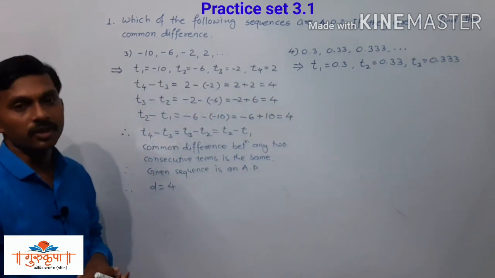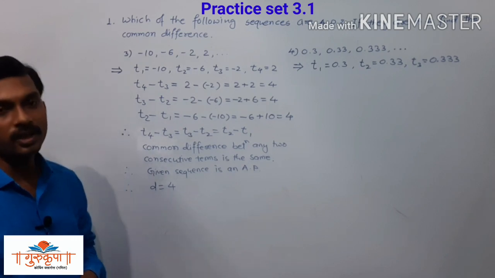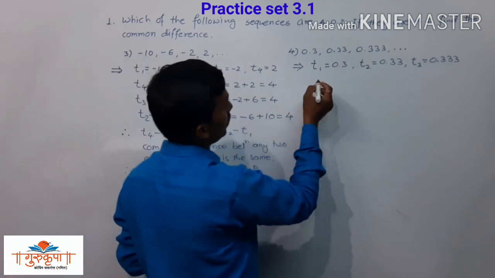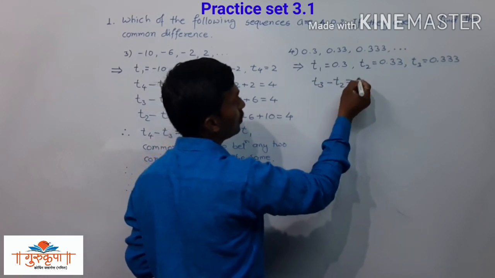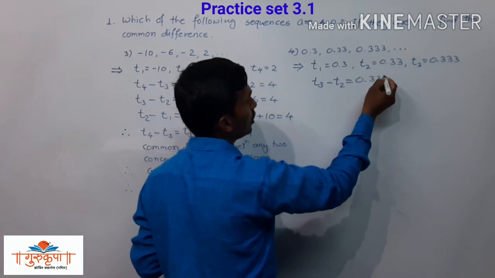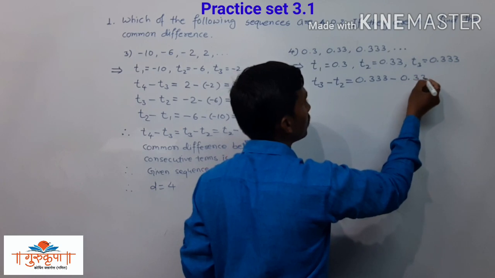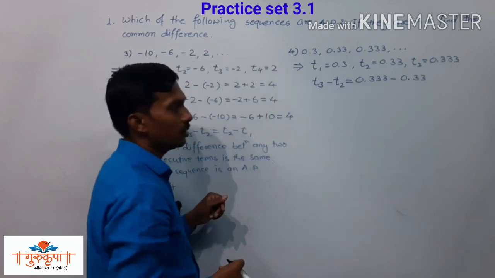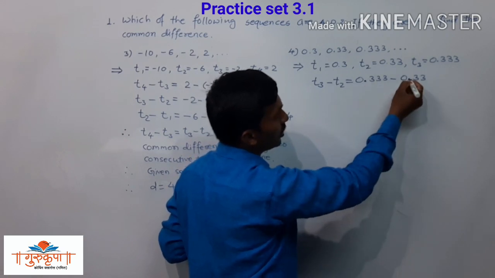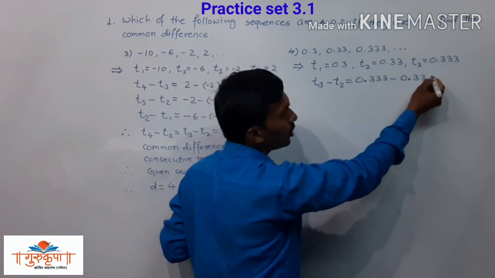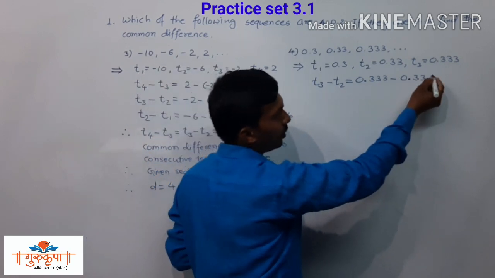Here we have given the 3 terms. So we just have to find T3 minus T2 and T2 minus T1. First we will find T3 minus T2, that is equal to 0.333 minus 0.33. Here we have 3 digits after the decimal sign, and here we have only 2 digits. So we will take one more digit there. We can consider that 0 is there after these 3.